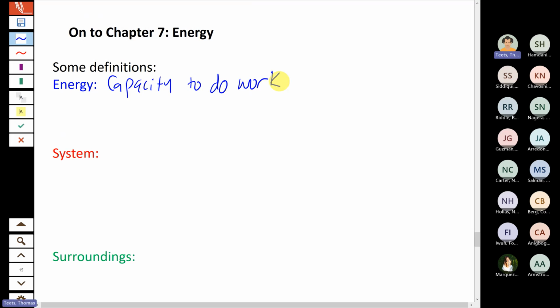So there's going to be two forms of energy, two limiting forms of energy that we could ever have. So there's kinetic energy and there's potential energy.